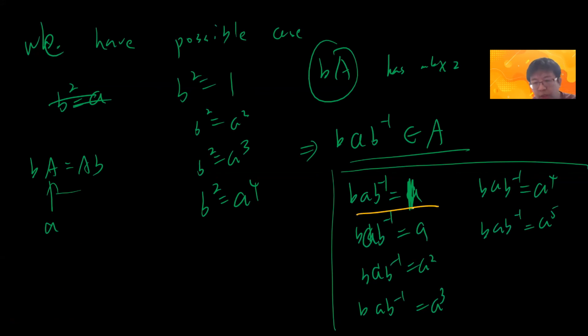Okay, so this is impossible, right? Otherwise, A will be the identity. Okay, this is also not a case, otherwise A and B commute and the group becomes abelian. Okay, so somehow this is the only thing we can get, right?